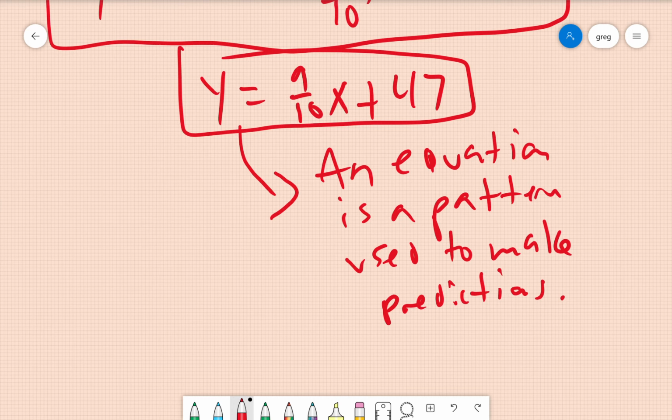We're doing this with this project so we can make predictions about what may happen down the line or what has already happened. So an equation is a pattern used to make predictions. This is why people generate and make equations, so you can start trying to make predictions. This is what we're trying to do here.